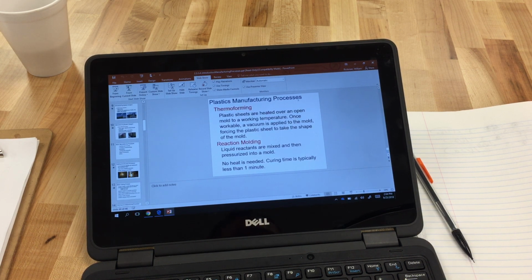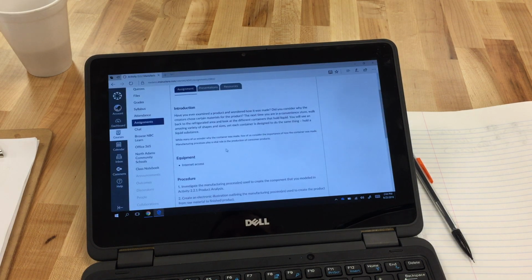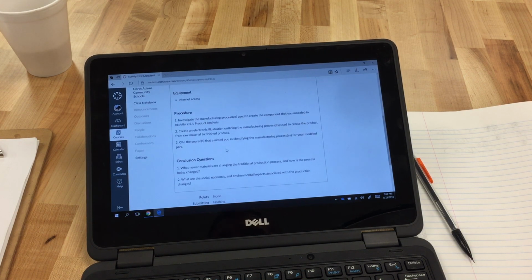And then the assignment, once again, is to investigate the processes used to create the component that you chose at the end of the last activity, and then create some sort of PowerPoint or electronic presentation or electronic illustration. And then make sure you cite your sources.